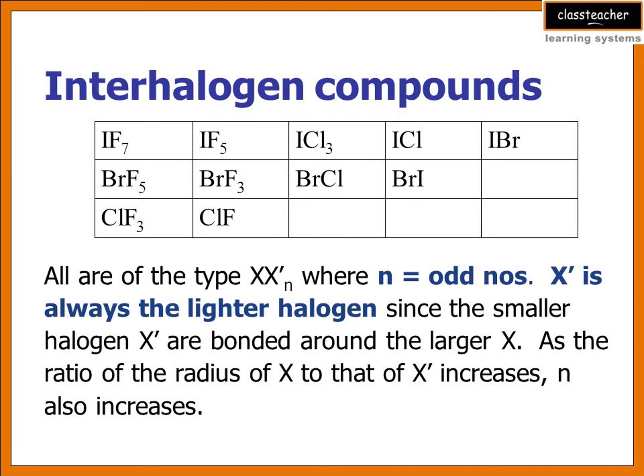They can undergo auto-ionization. They are very strong oxidizing agents. When these interhalogen compounds are heated with alkalis, the larger halogens form oxyhalogens and the smaller halogens form halides.